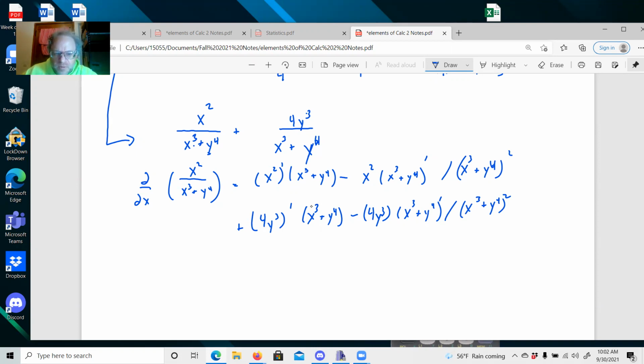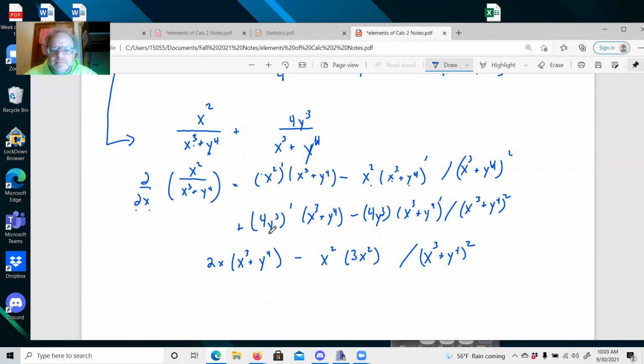Remember, taking the derivative with respect to x. What is the derivative of x squared? It's 2x times x cubed plus y to the 4th, minus x squared. We're just going to write this down. And then the derivative of x cubed plus y to the 4th: there's a plus here, so the derivative of this part is just going to be 0. We have times 3x squared. And then the whole thing is divided by x cubed plus y to the 4th, squared.